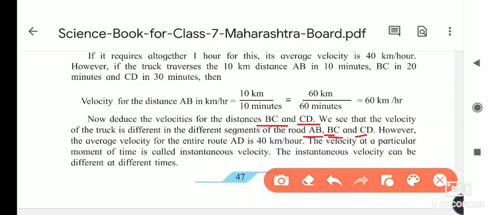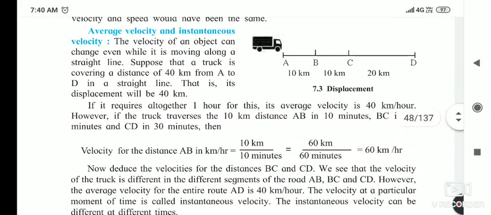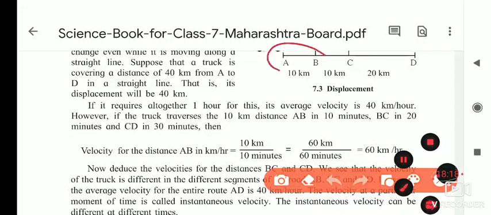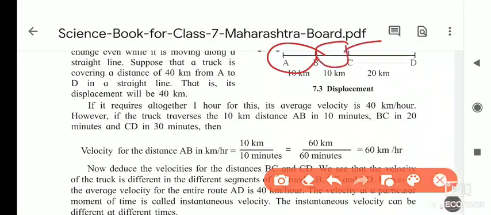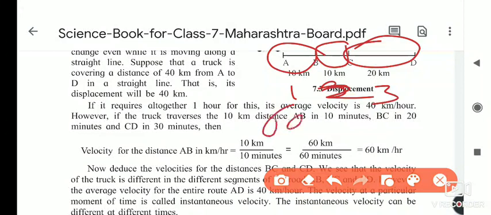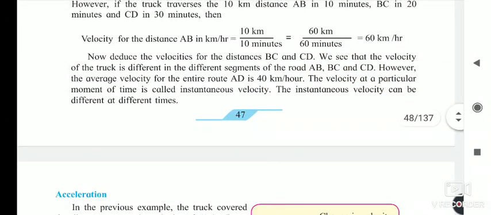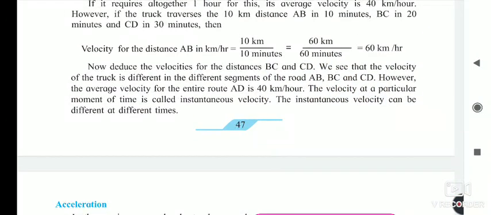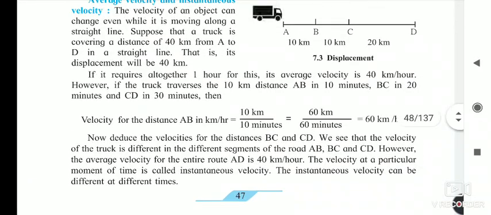The velocity at a particular moment of time is called instantaneous velocity. Instantaneous velocity means at a particular place, AB, BC, CD. If we take these 3 places, its velocities are 60, then 30, and 40 kilometer per hour, which are the instantaneous velocities for this vehicle. Understand? Therefore the instantaneous velocity can be different for different places, and we can notice that in this example.